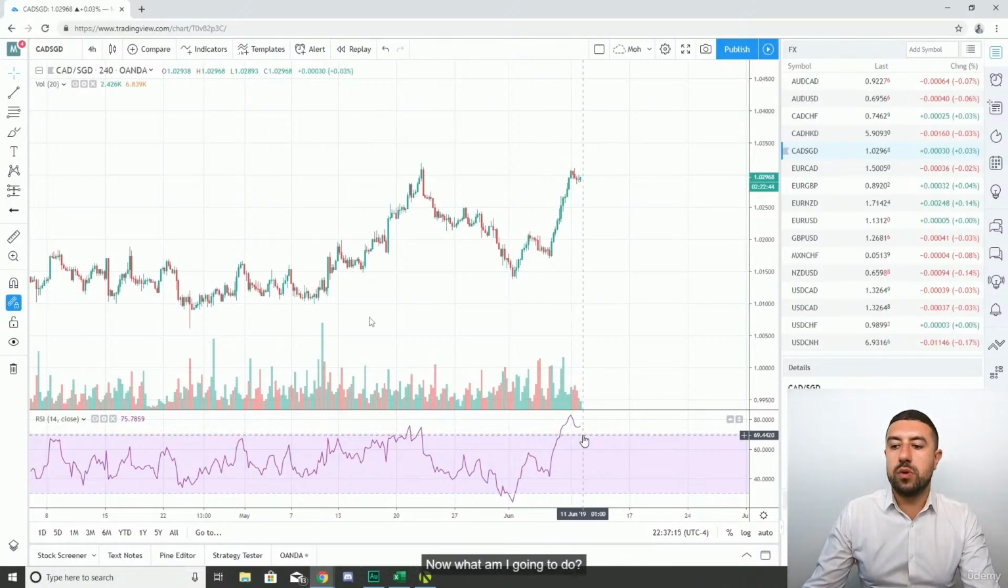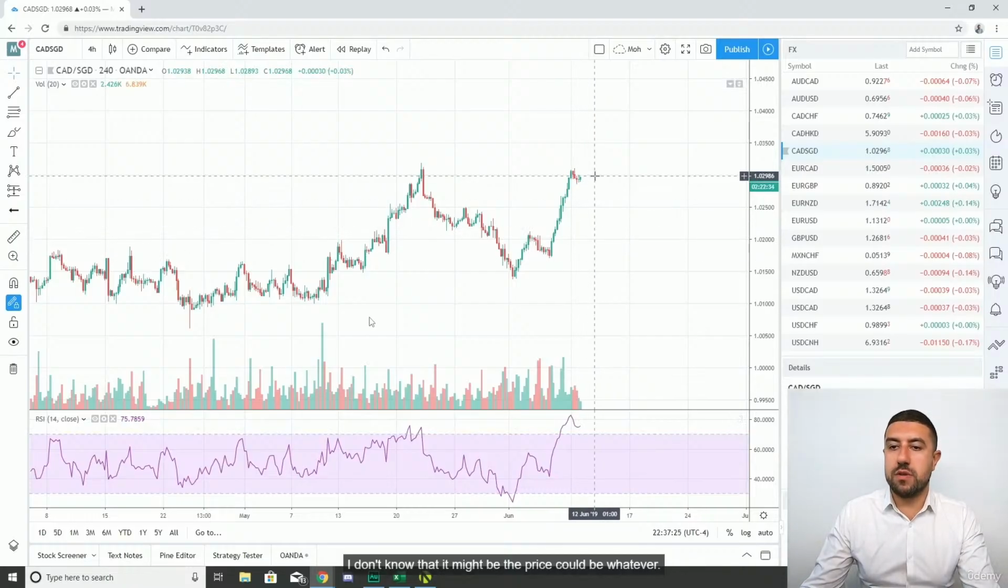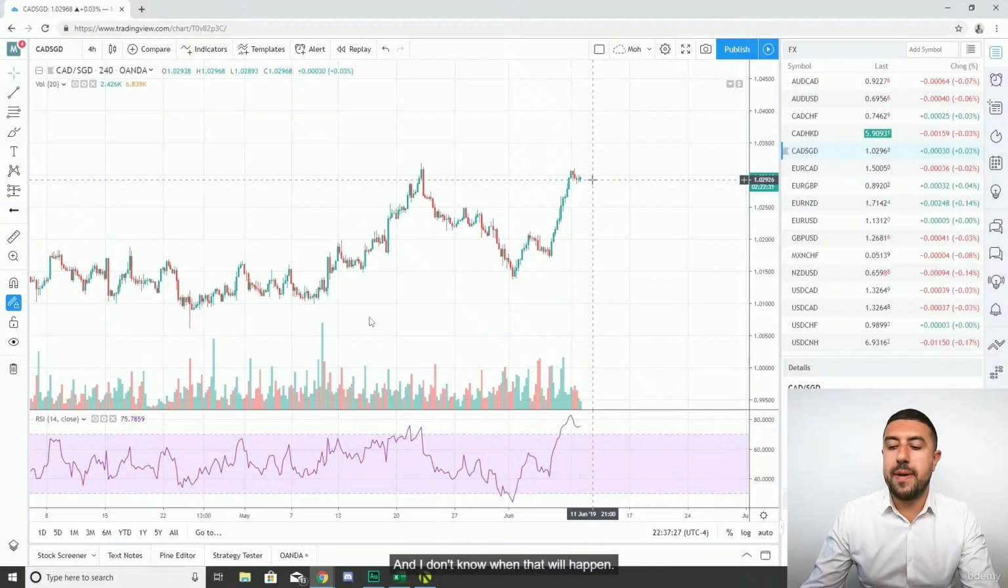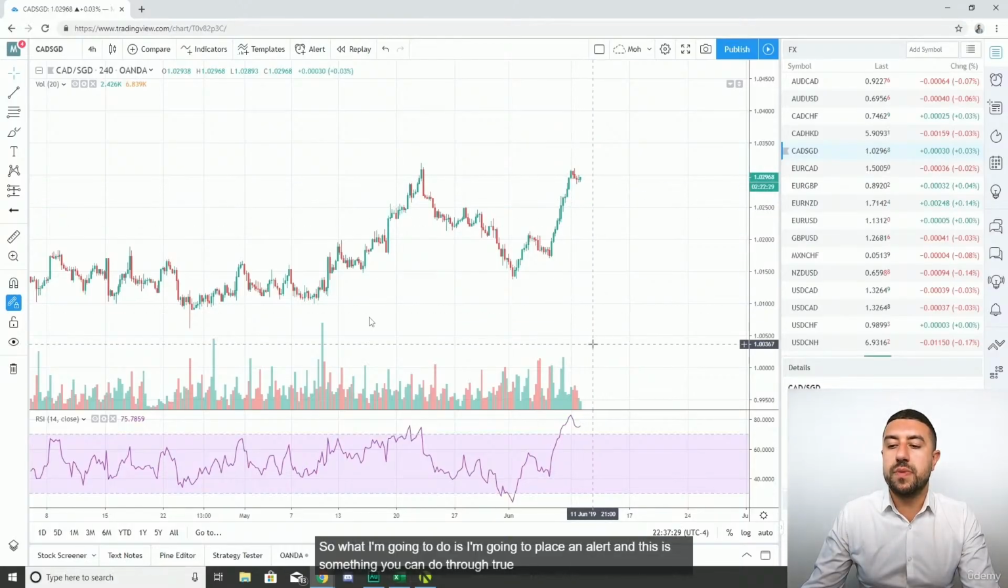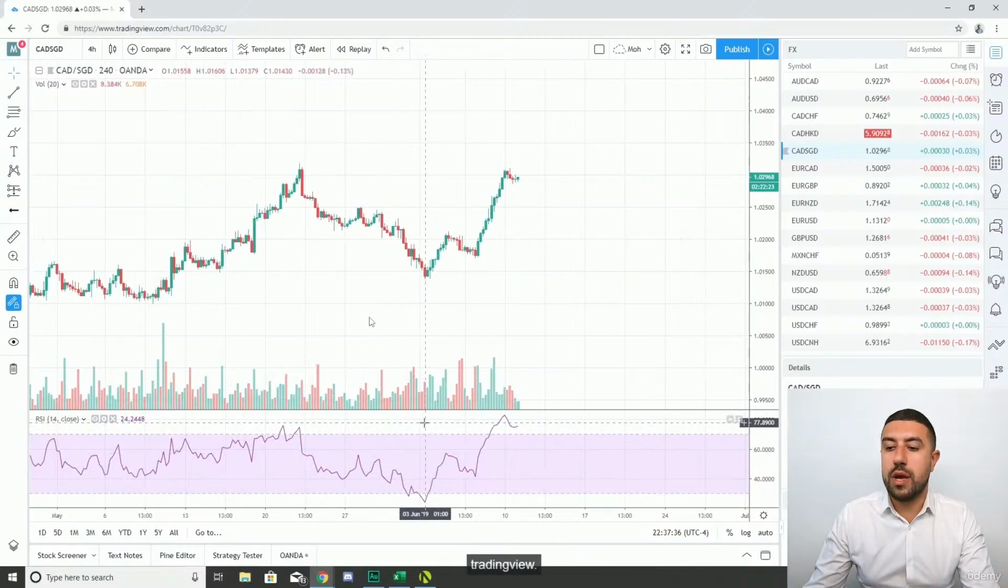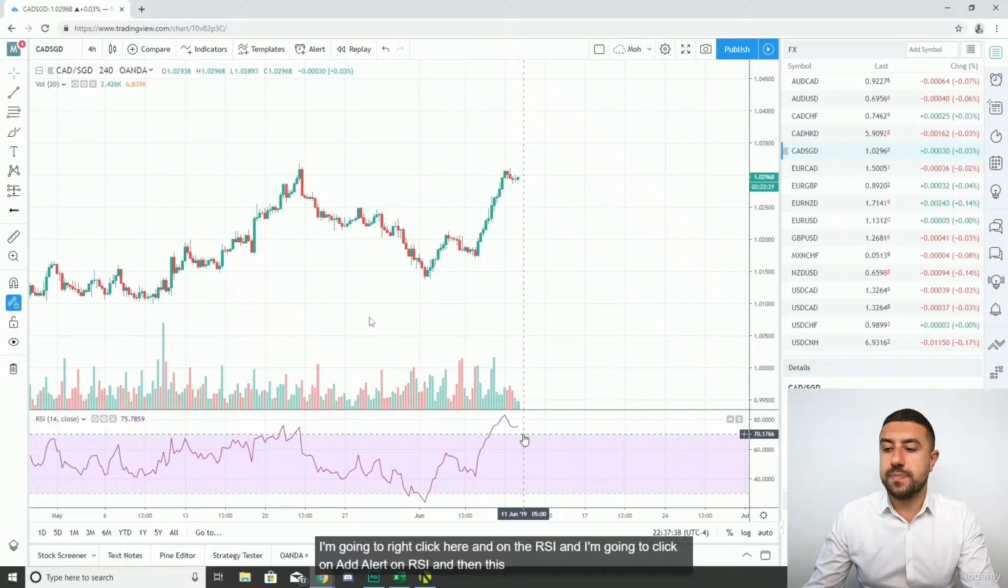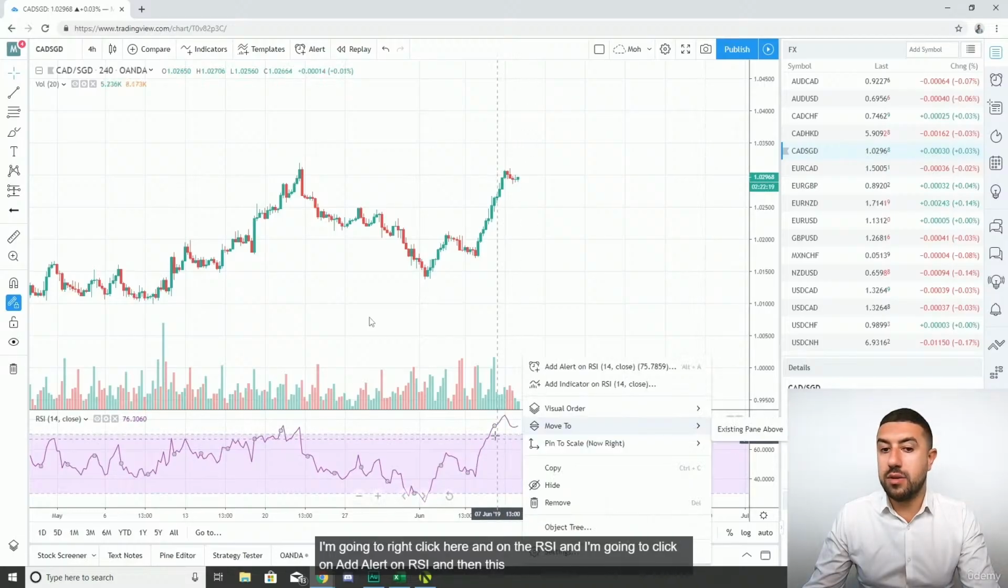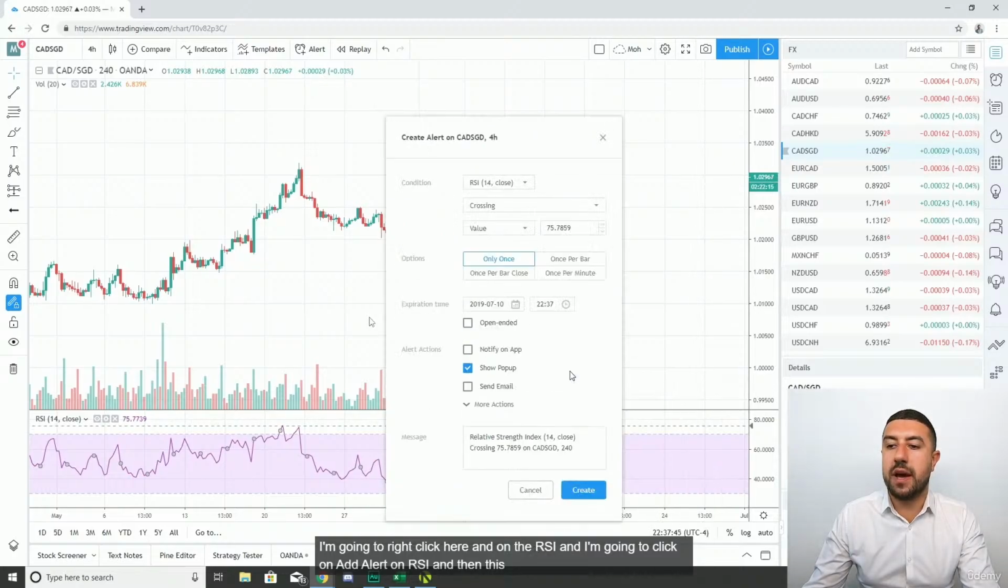Now, what am I going to do? I don't know what price it will be at when the RSI goes below 70. The price could be whatever. And I don't know when that will happen. So what I'm going to do is place an alert, and this is something you can do through TradingView. I'm going to right click here on the RSI, and click on add alert on RSI.